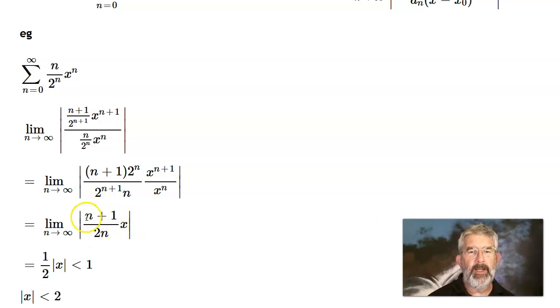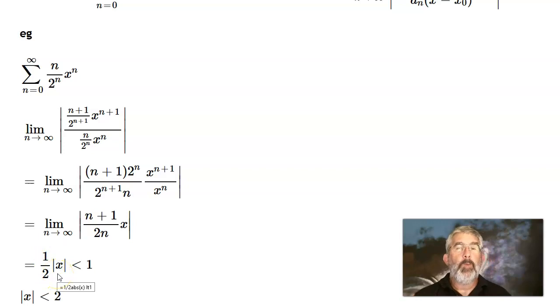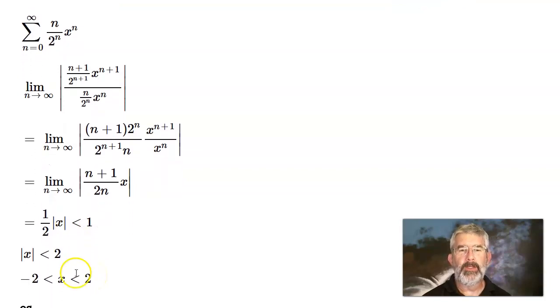But this fraction, (n+1)/(2n), well, that looks essentially like n over n. When n gets big, the plus 1 is irrelevant. n over 2n is a half. And so the limit here as n goes to infinity is a half times the absolute value of x. We want that limit to be less than 1. So I say, okay, now make it less than 1, and what that tells me is that the absolute value of x has to be less than 2. So the interval of convergence for this power series is from -2 to +2.